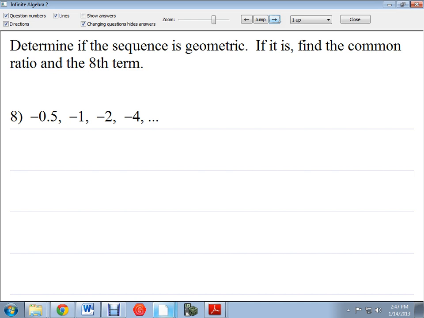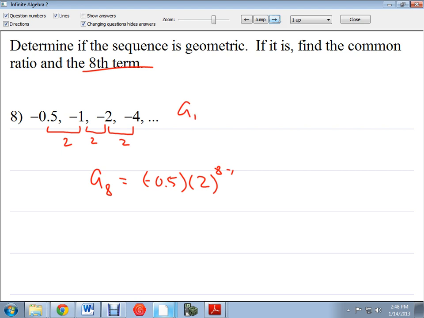So on this problem right here, we look for the common ratio, which in this case is a positive 2, even though all the numbers are negative. We are multiplying it by 2 every time. We are looking for the 8th term of the sequence, so what we're going to do is plug it into the formula. A sub 8 is equal to a1, which is negative 0.5, that's the first term of the sequence, times r, which in this case is 2, because that's the common ratio between the numbers, and it's going to be raised to the 8 minus 1 power. Now, 8 minus 1 came from the n minus 1. Again, a1 times r to the n minus 1 power, 8 minus 1.